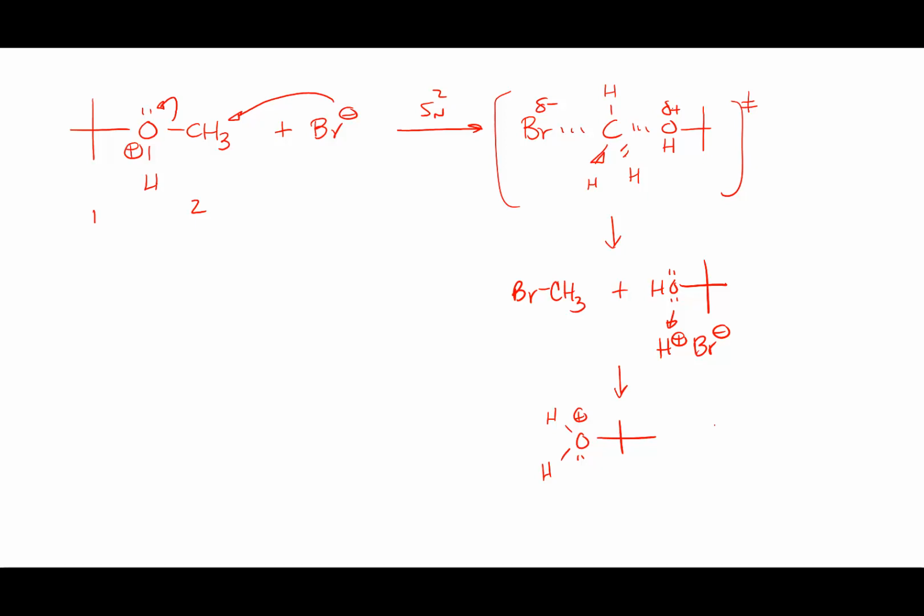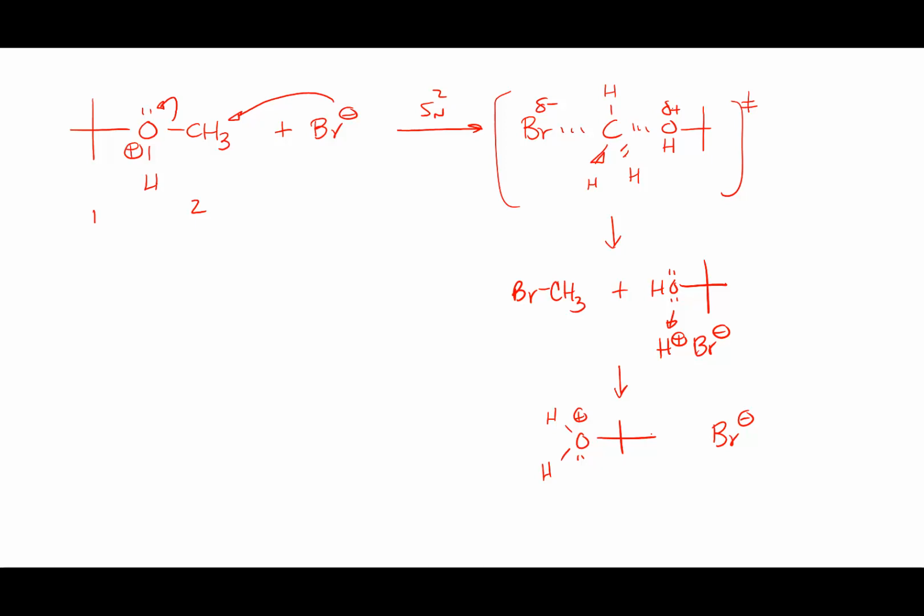Well, let's think about that. So Br minus coming in and attacking that carbon and kicking the water off, what mechanism would that be? No, that'd be SN2. Can the tertiary system undergo SN2? No. So that's not going to happen. Instead, what's going to happen?